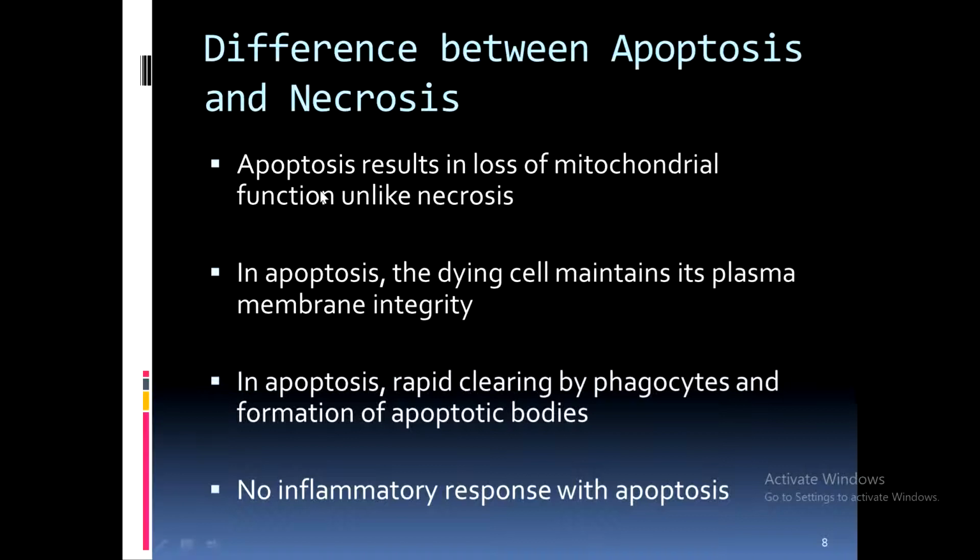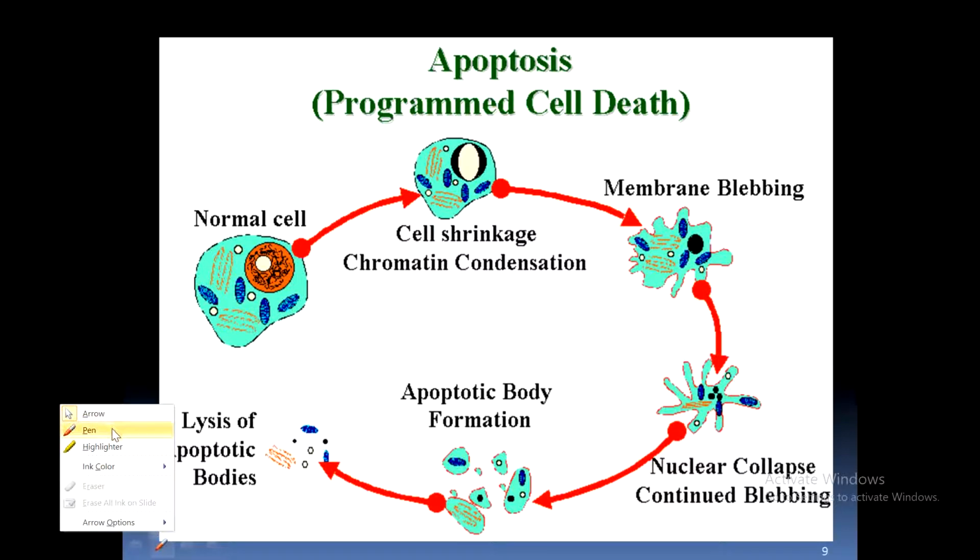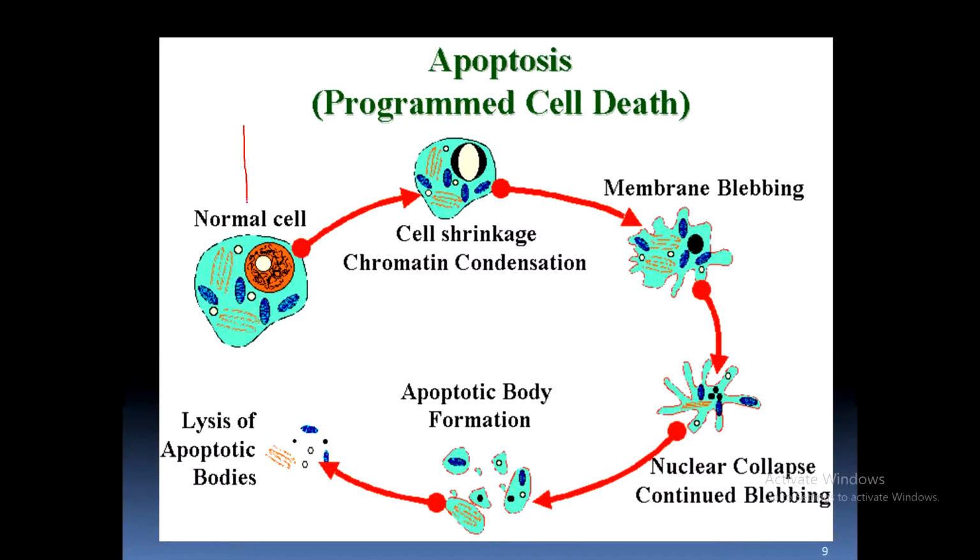So the differences: apoptosis results in a loss of mitochondrial function, unlike necrosis. In apoptosis, the dying cell maintains its plasma membrane integrity. That is very, very important, I have just told you. And then the phagocytes are going to come, which are going to uptake the apoptotic bodies, and there is no inflammatory response. So this is your normal cell. This cell is going to receive the orders that it has fulfilled its function, it has fulfilled its lifetime, so it has to die.